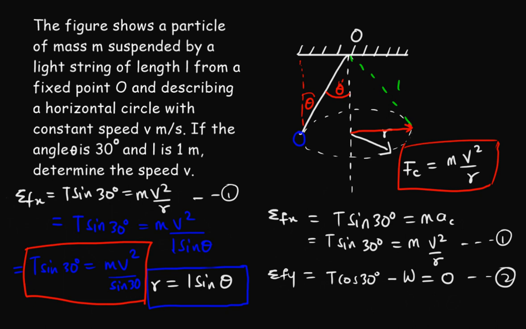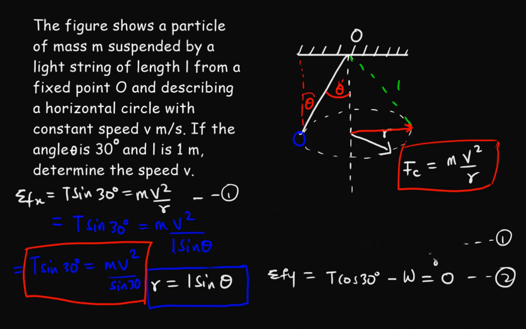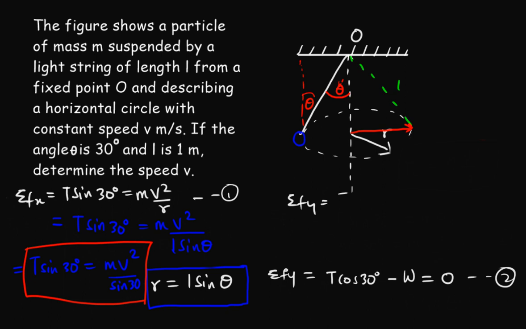Okay, so now let's look at equation 2. For equation 2, the sum of forces in the y direction equals T cosine of 30 degrees minus the weight, which is mass times acceleration due to gravity, and this is equal to 0. This is equation 2. Okay, so now let's look at what you are going to do here. You have two equations here.